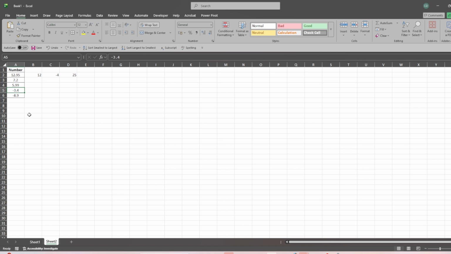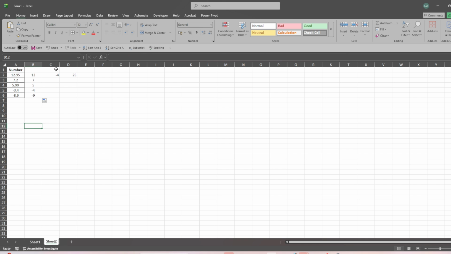First, for a positive number, if your value is in cell A2, you can enter equals INT open parenthesis A2, close parenthesis. If A2 contains 12.95, the result will be 12. If it contains 7.2, the result will be 7. If it contains 5.99, the result will be 5. For positive values, INT works exactly as many people expect, and it rounds down to the nearest whole number.